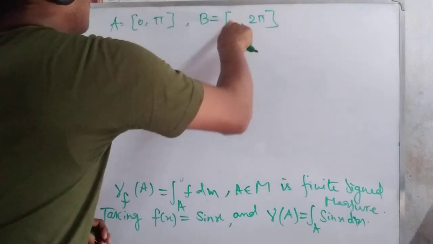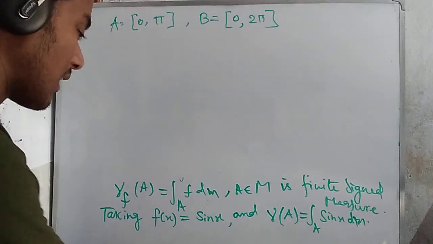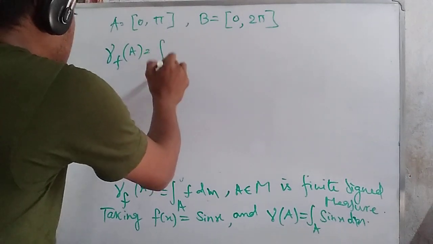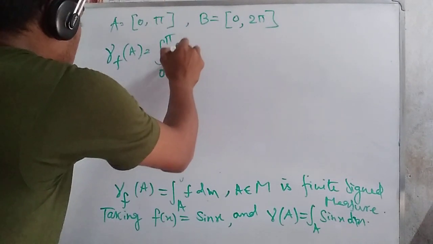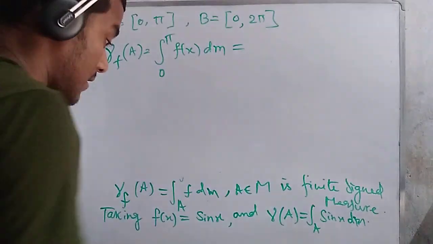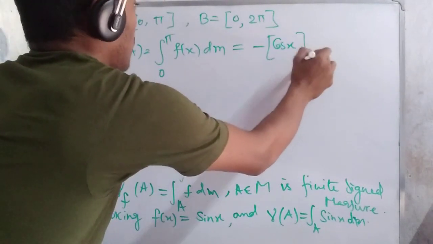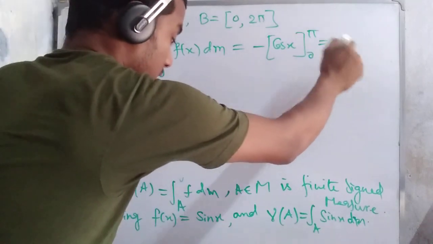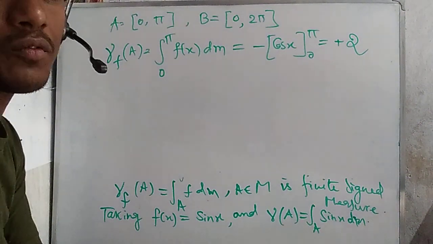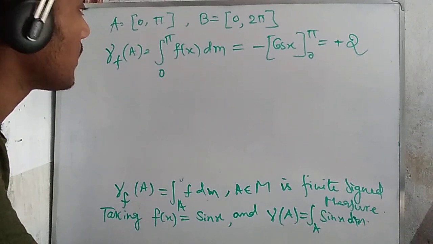Sorry, b equal to 0 to 2 pi. Okay, then what happened? Then gamma f a equal to the integration of 0 to pi of f x dm. Okay, the difference is minus cos x from 0 to pi, equal to 2, because cos pi is minus 1 and cos 0 is 1, so minus 1 minus 1 gives minus 2, which is plus 2 here.